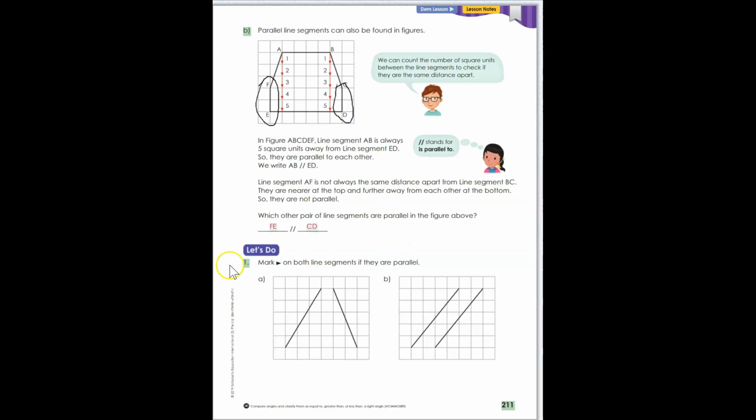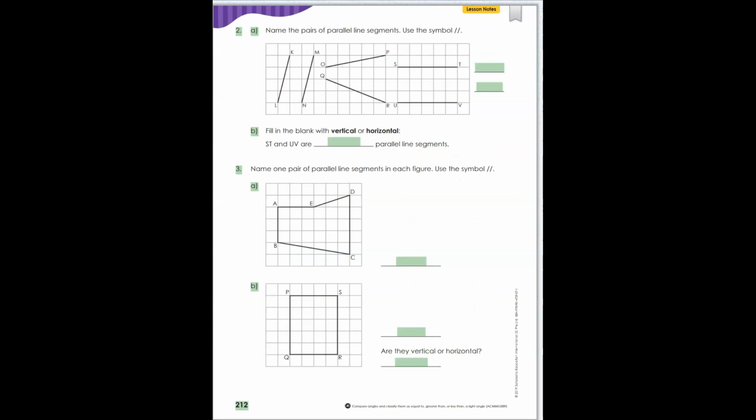Great. All right, so what I want you to do, it says mark an arrow on both line segments if they are parallel. I hope you can see that that is not parallel. Okay, it's going to be easy. If you have trouble, you know who to talk to, Coach Kokonis. See his video.